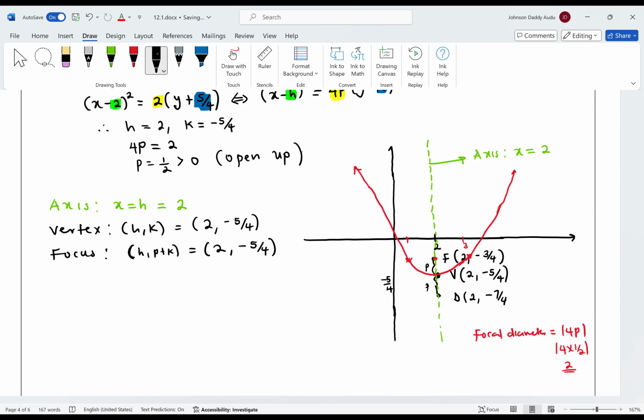Yep. You see, we did not use the formula, but if you use the formula here, h is 2, p is half plus k. Okay, we're thinking of the focus. The focus here is minus 3 by 4. So you have half plus minus 5 over 4, which will give you minus 3 by 4. So it's the same. Then directrix now.